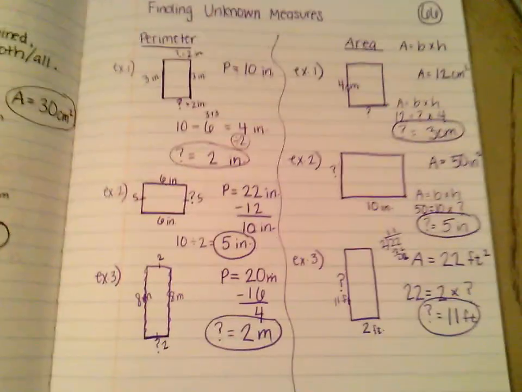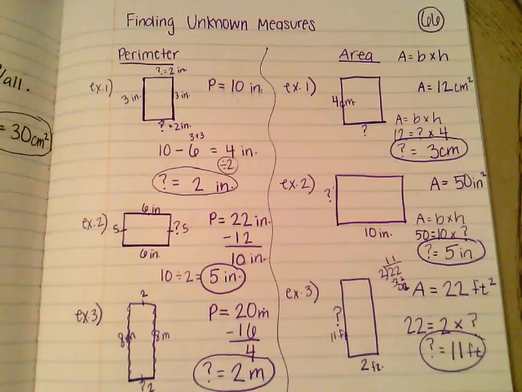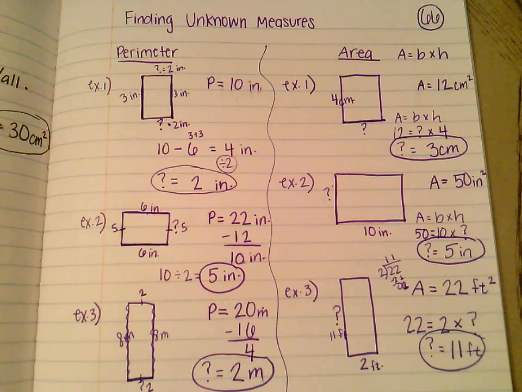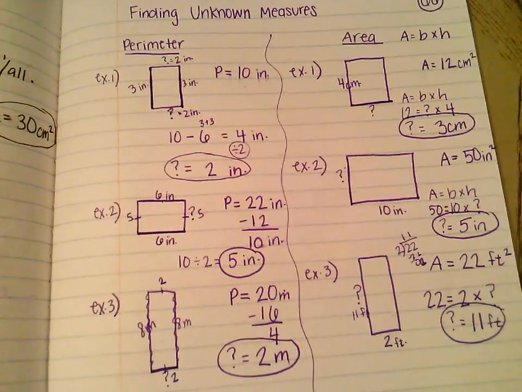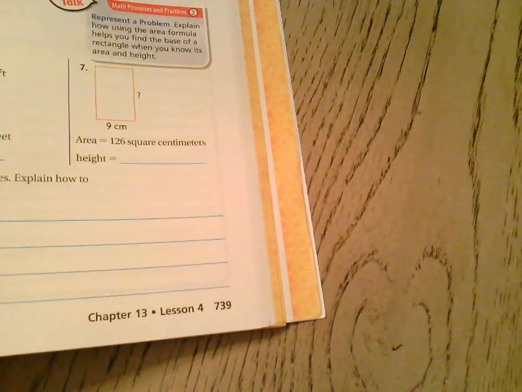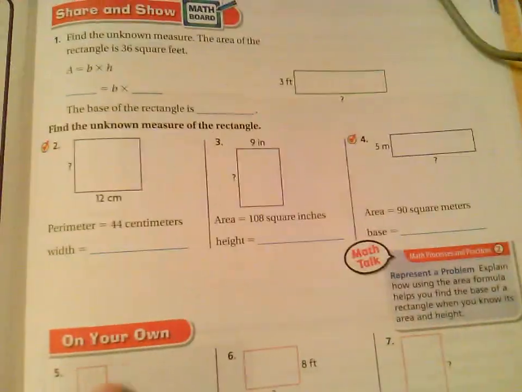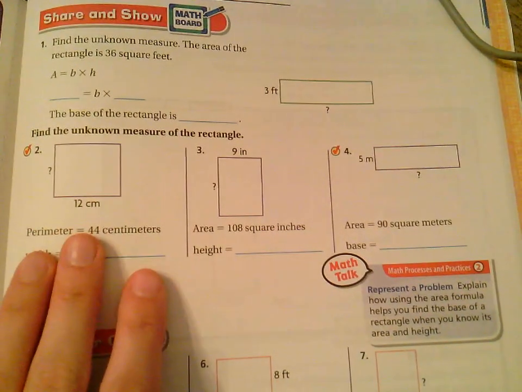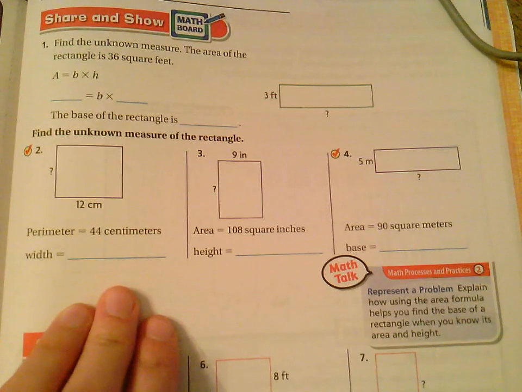Okay, so if you need to pause, this is all the notes that we are taking here today. So if you need to pause the video to get all caught up, please do that. And if you are caught up, let's go to page 739 in our textbook. 739. And this is lesson 13.4. So this is 13.4, but we're going to be on this page. And we're only going to do a couple of these together because this is going to be pretty much exactly what we just did in our book. Let's do 2, 3, and 4 together.